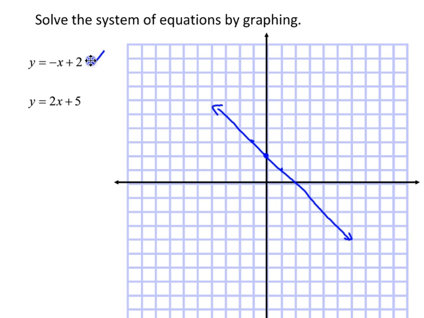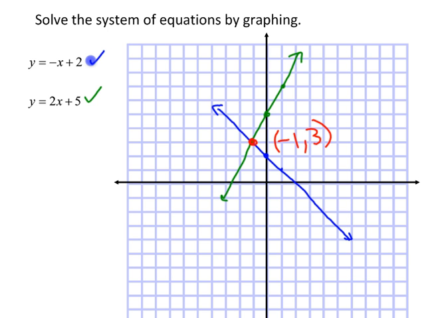And then we're going to graph the second line. Y equals 2x plus 5 has a y-intercept of 5 and a slope of 2. So we're going to rise 2 and run 1, or go down 1 and to the left 1. And there's our line. And we're looking for the ordered pair that is on both of those lines. So that would be this point right here, which is the point negative 1, positive 3.